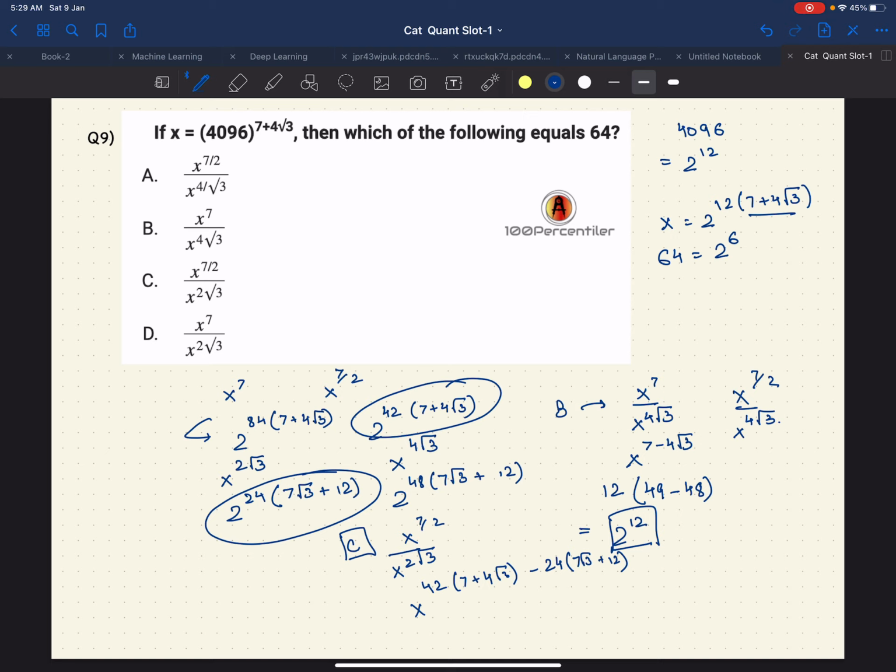Now the main thing here is we want to eliminate this root 3. So if we check here, 42 into 4 minus 24 into 7, this will be 168, and this will also come out to be 168. So we have been able to eliminate the root 3 here, and we are left with x raised to power 42 into 7 minus 24 into 12. So we can compute this. This will come out to be x raised to power 6, which is 64, which is the required number. Therefore, C is the correct answer here.